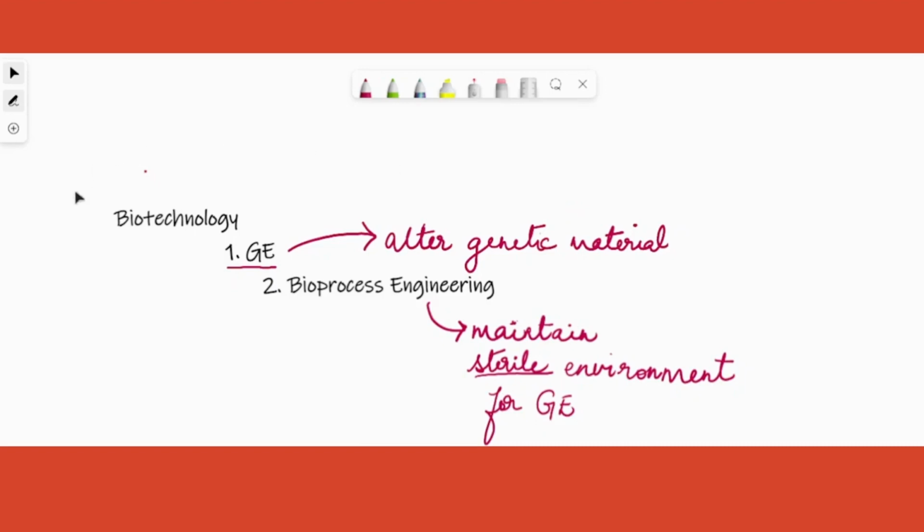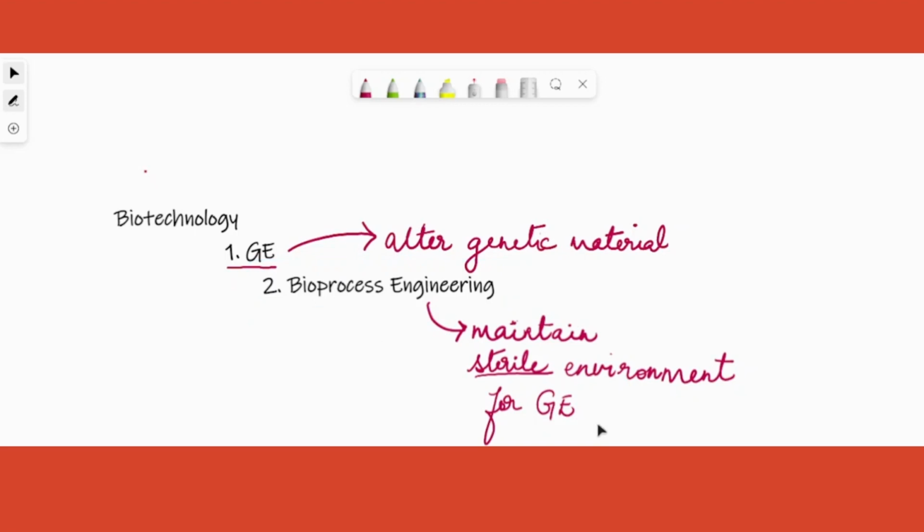So first and foremost, if you look at biotechnology, there are two tools that come under it. The first one is called genetic engineering, which is engineering, changing or altering the genetic material. The second one is called bioprocess engineering, wherein all that you require for maintaining or changing the genetic material, that is, maintaining a sterile environment for genetic engineering, comes under bioprocess engineering.